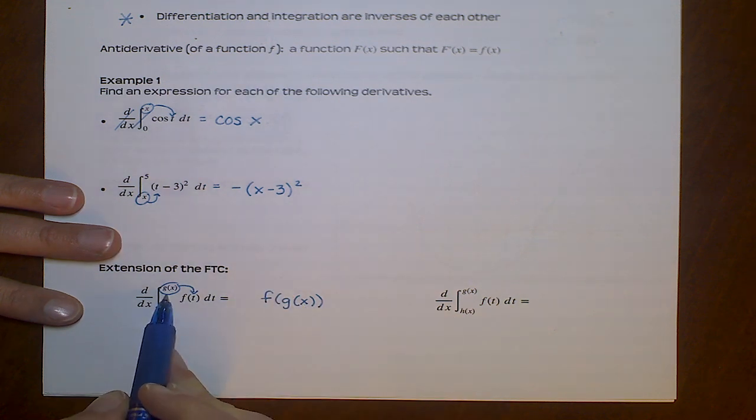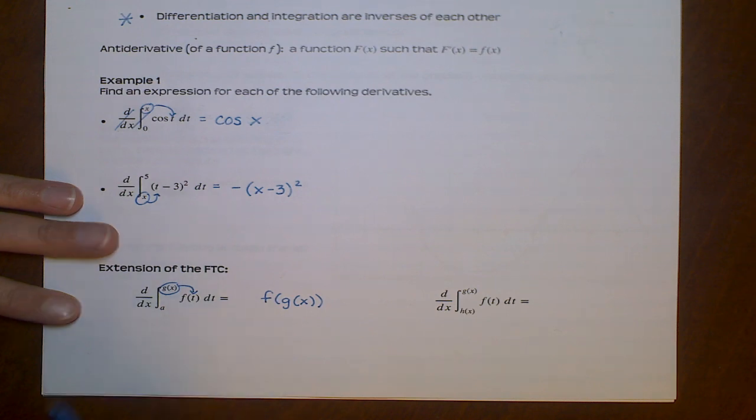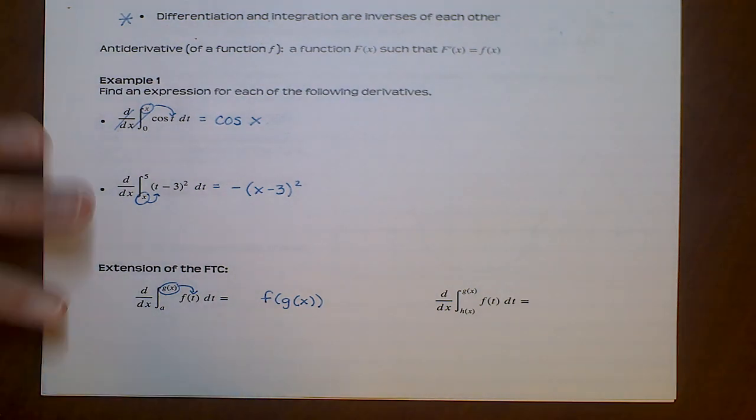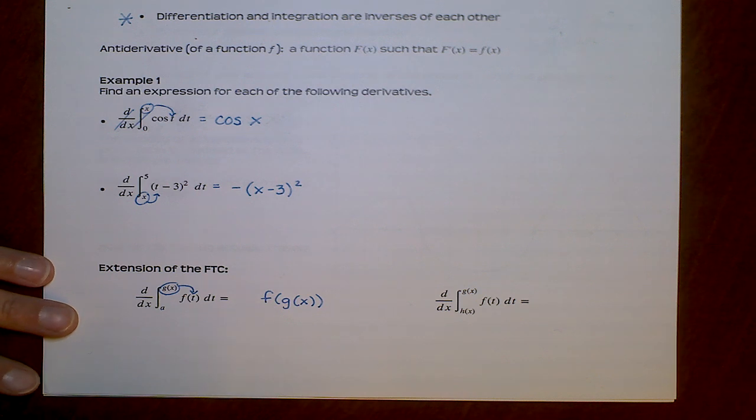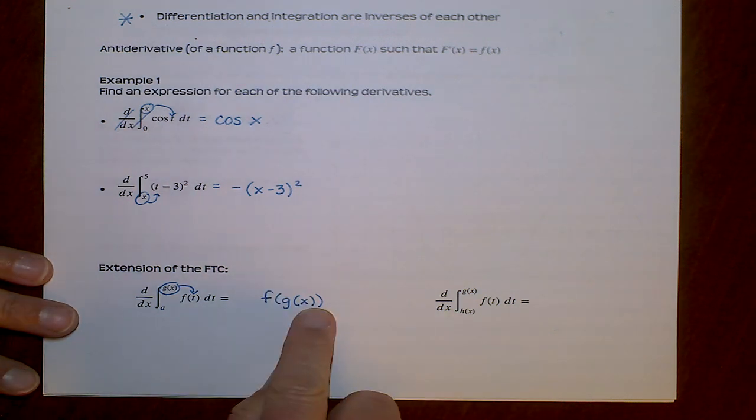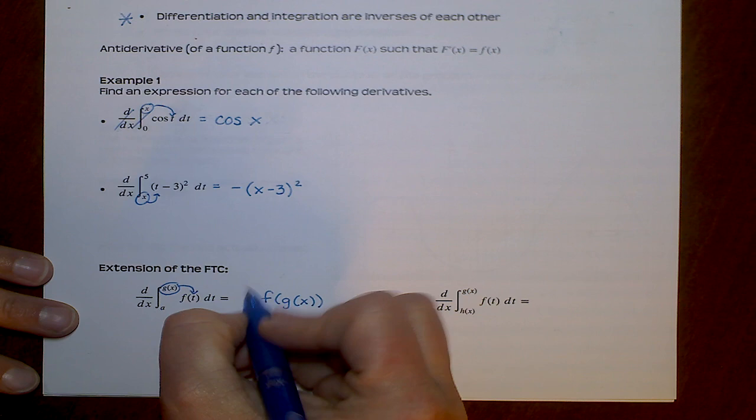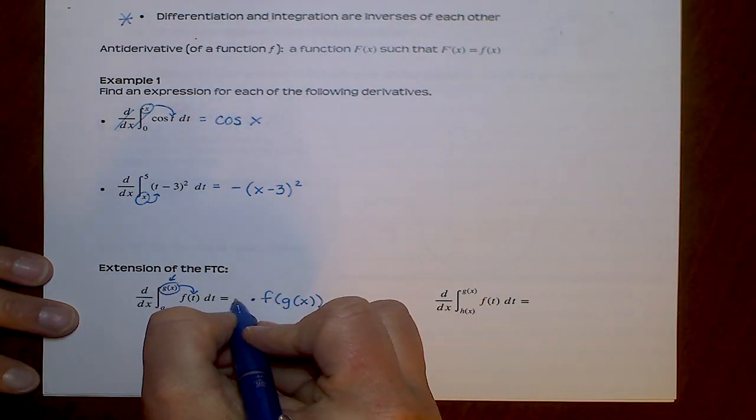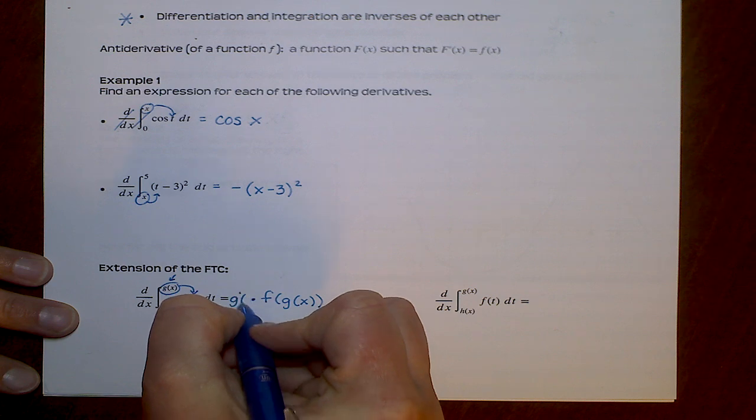But then now we're taking a derivative of something that has a function inside of a function. And if you think back to when we did derivatives, we had to do something special with that. And that would be the chain rule. So I'm going to drop this in, but I'm also going to multiply by the derivative of this g of x. So I'm going to say g prime of x.